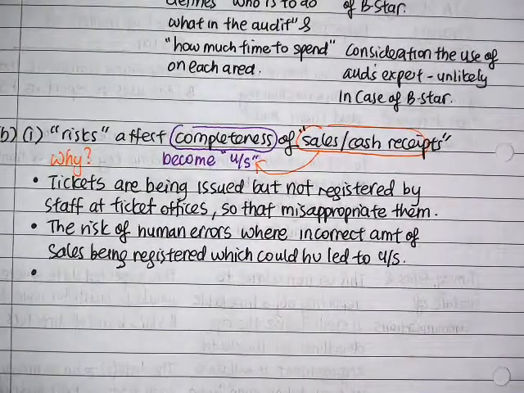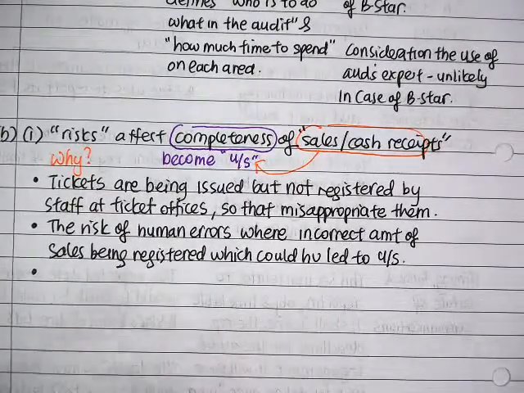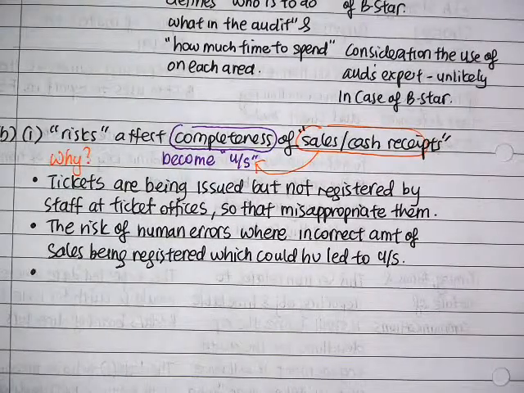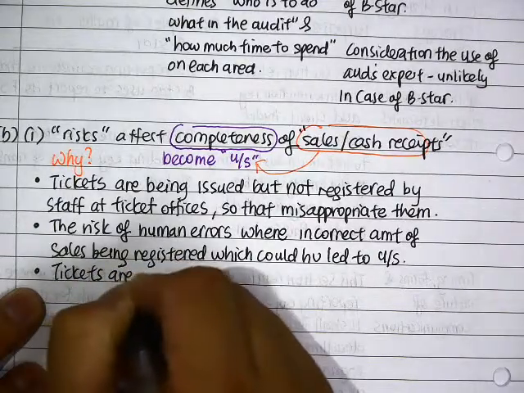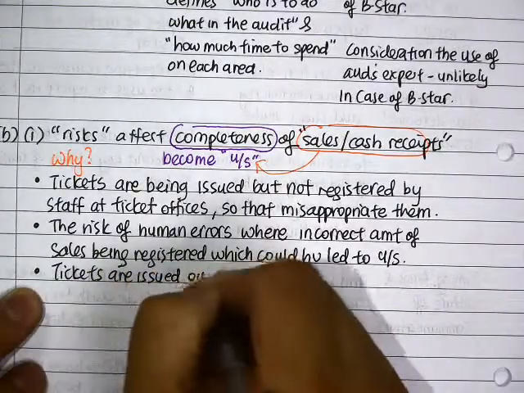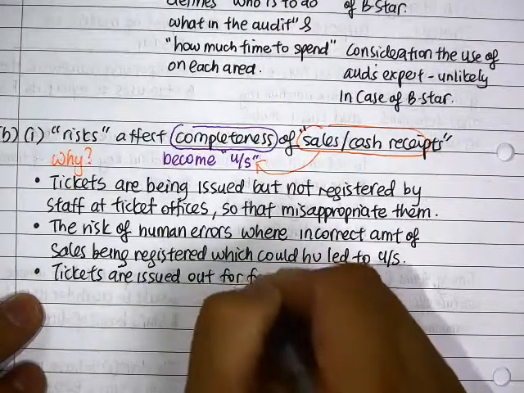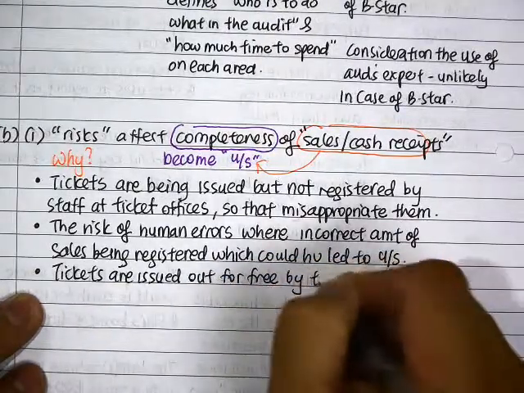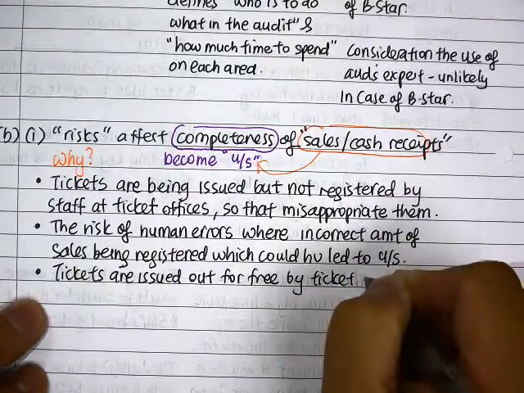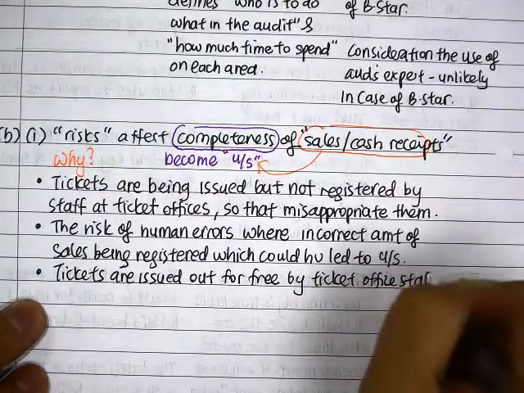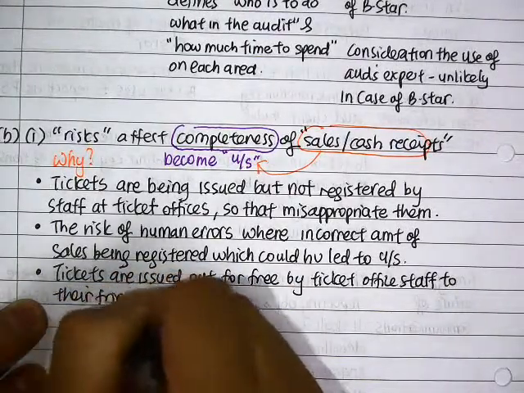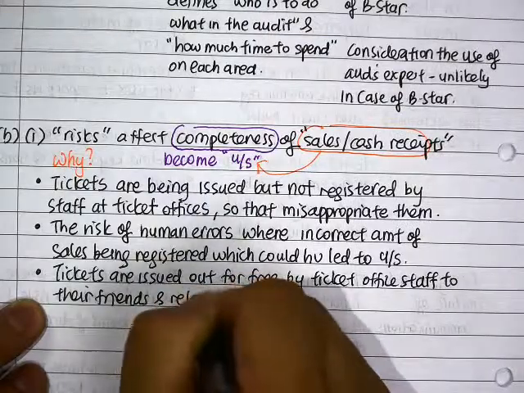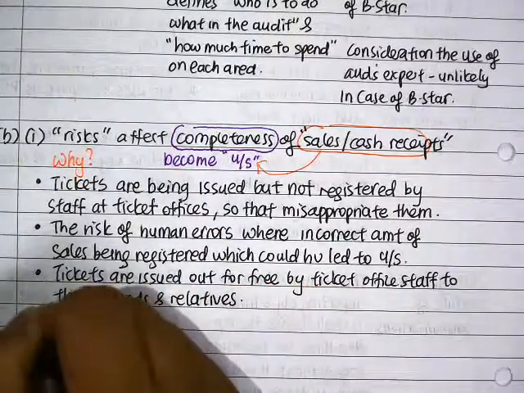Okay. Now, more or less, it's still like you're misappropriating, but it's a completely different situation. You can also have a collusion where you give away the things for free. So in this case, you're not giving the chewing gum, you're giving the tickets. That's a risk, right? Can you see or not? That the tickets are issued out for free by the ticket office staff to their friends and relatives.